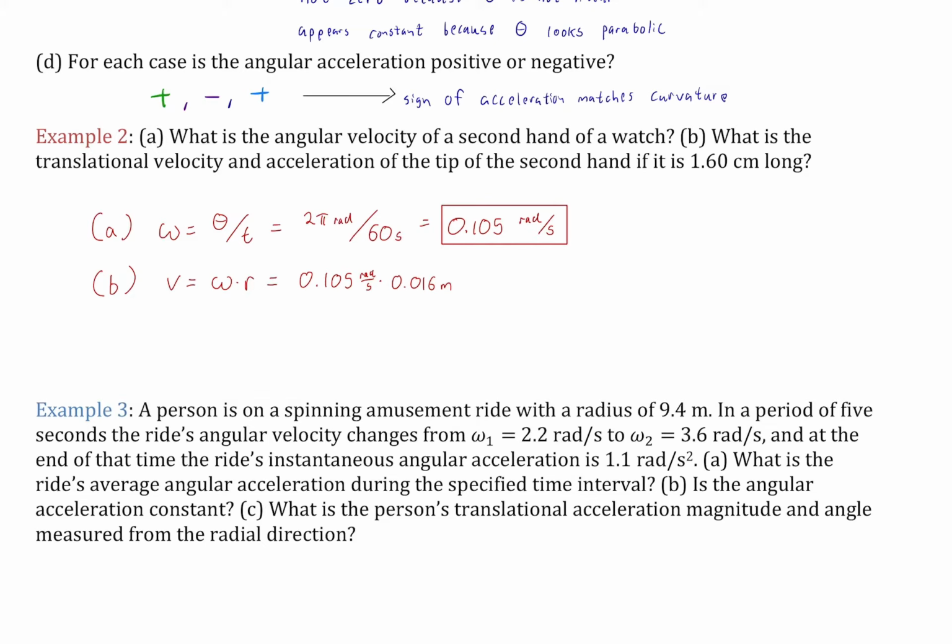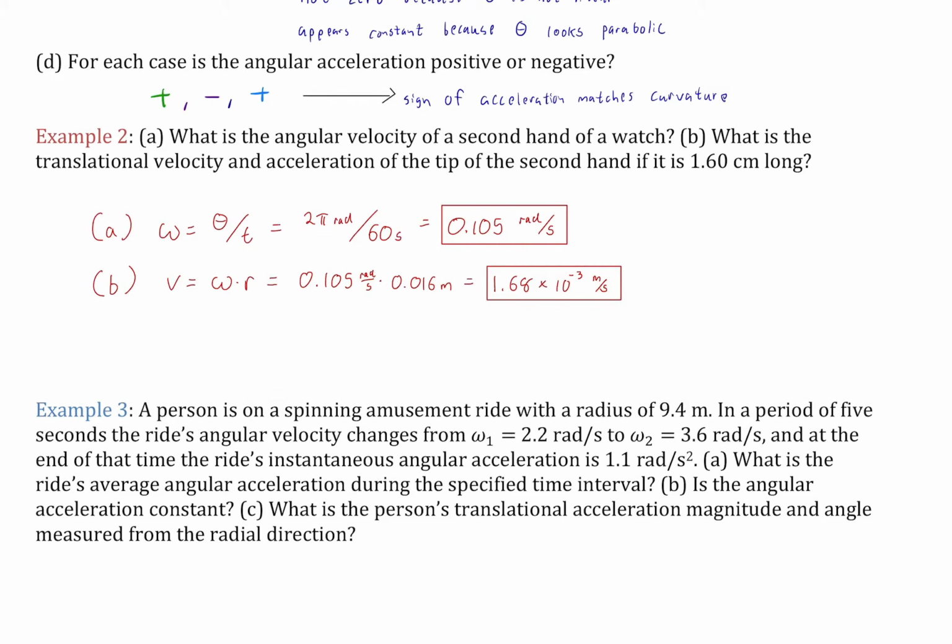But if we want to find a particular point, which is the tip in this case, then we're going to multiply omega by the entire length of the watch hand. So we'll multiply that angular velocity by the length of 1.6 centimeters converted to meters, and then we get a translational velocity of 1.68 times 10 to the negative 3 meters per second.